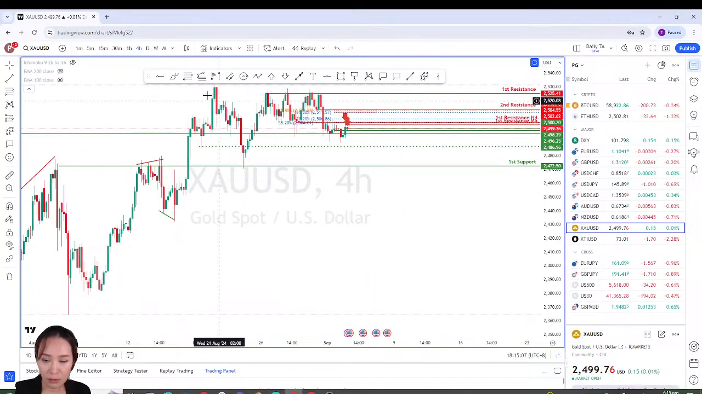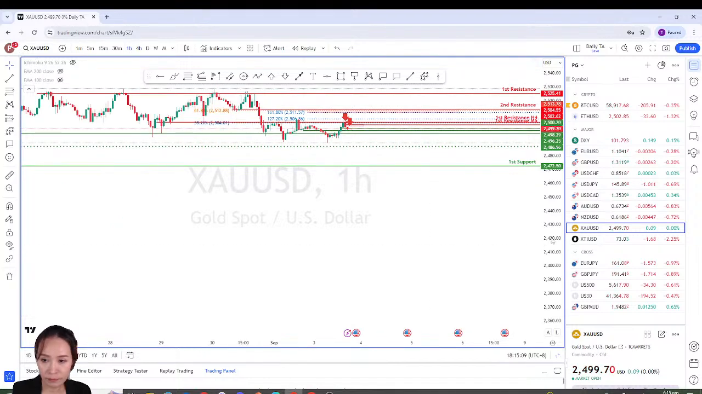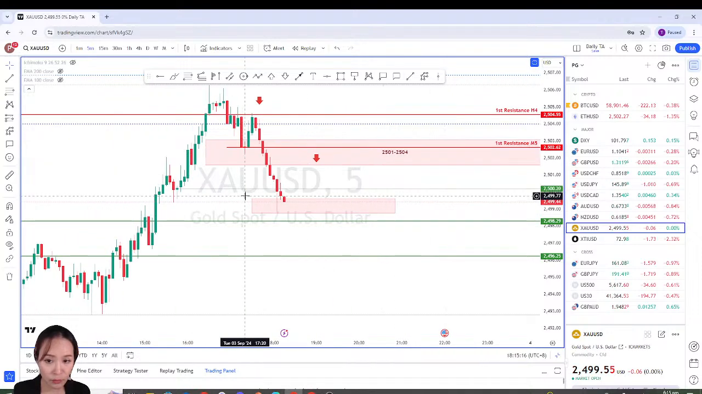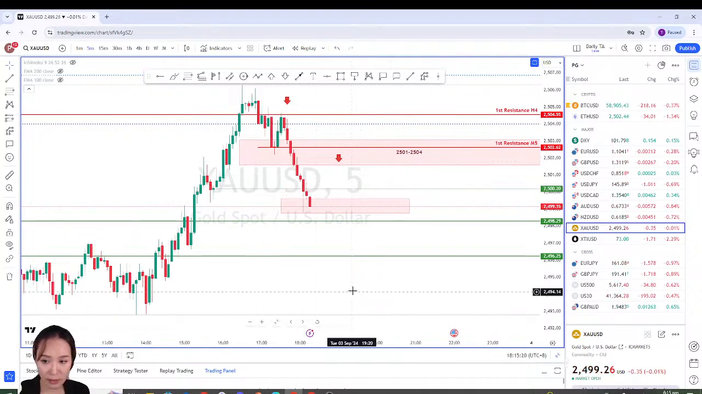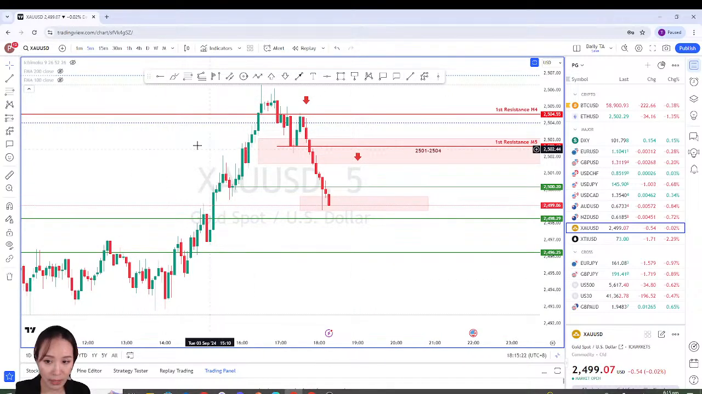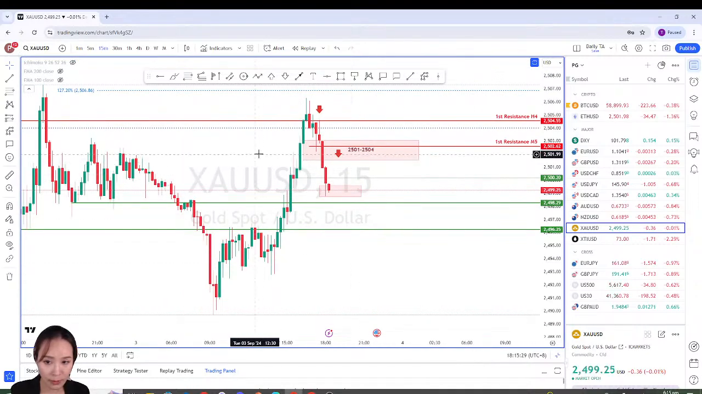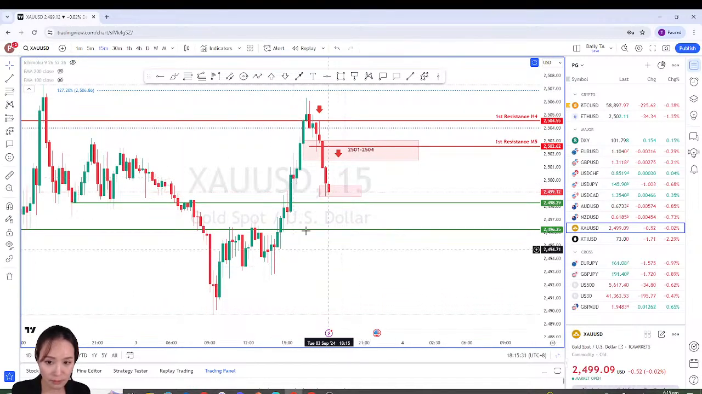Go back to gold. This is how it looks in H1. Go to M5. They're going to break, meaning that price may not pull back to this one. That is okay. You need to wait for price to pull back. They don't pull back here. I remove this one.